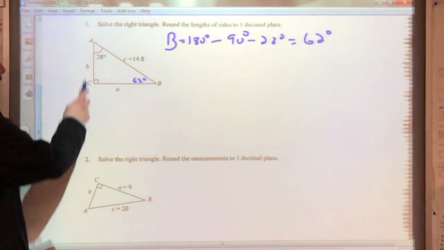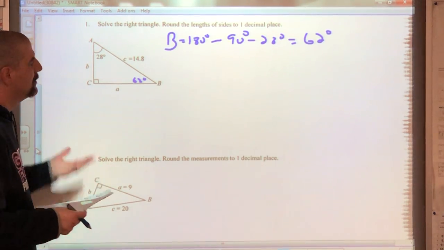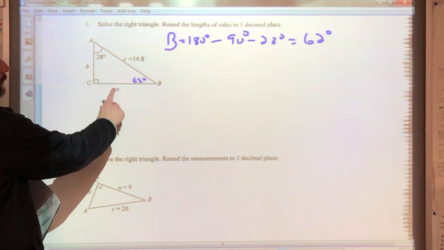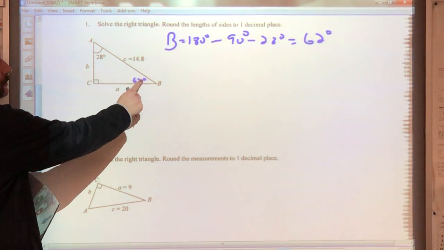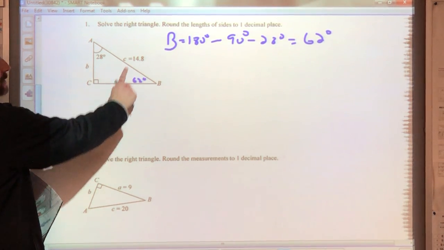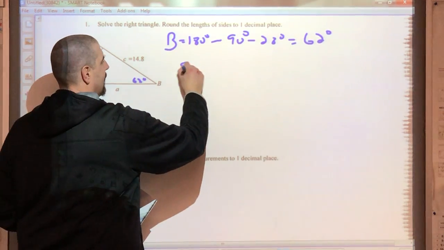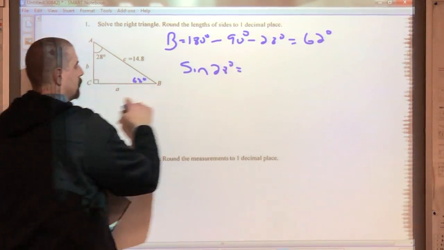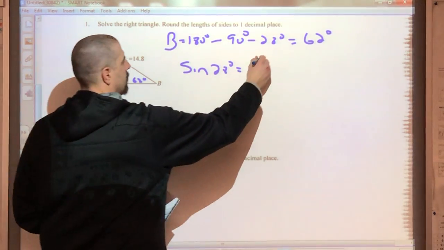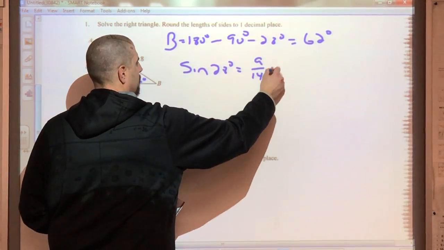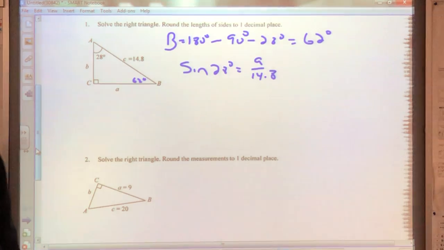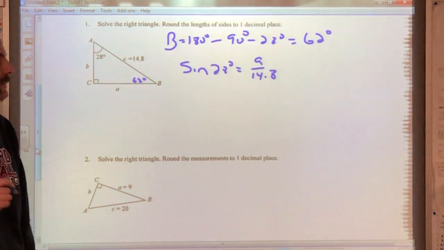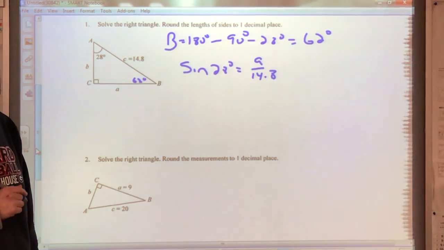Okay, so now you have to decide if you're going to solve for A or B. So let's solve for A. In SOHCAHTOA fashion, we have the opposite of 28. Now you could use 62, but we have opposite and hypotenuse. That's going to be sine. So we're going to have sine of 28 equals opposite over hypotenuse, which is A over 14.8. Now again, you will need a calculator for this because you have to type in sine. Make sure that calculator is in degrees. Go ahead and do that and solve this. Pause the video.